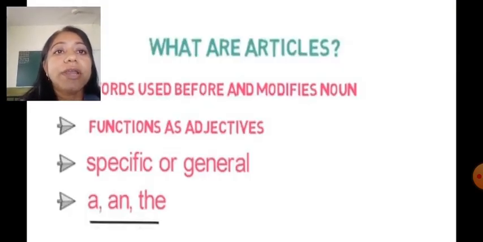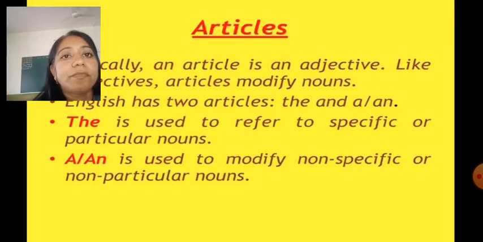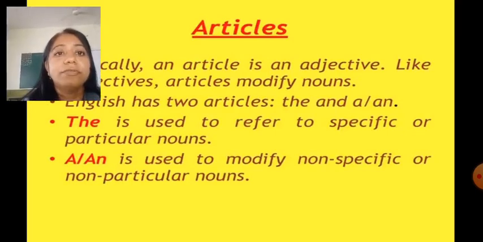So, children, what are articles? Yes, articles are words used before and modify a noun. They function as adjectives. They may be specific or general. There are three articles: a, an, and the. Basically, an article is an adjective. Like adjectives, articles modify nouns.